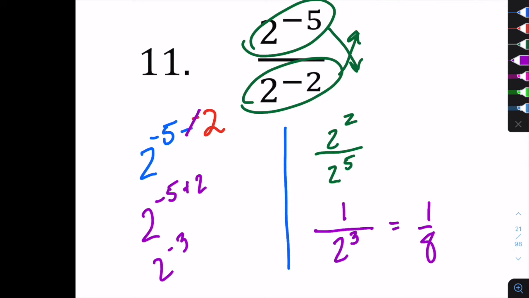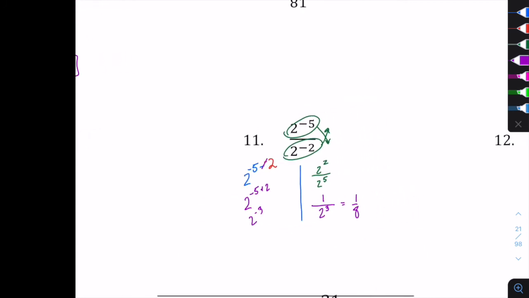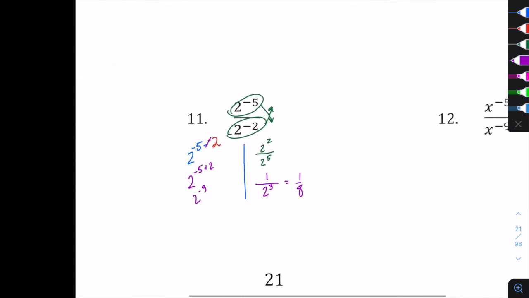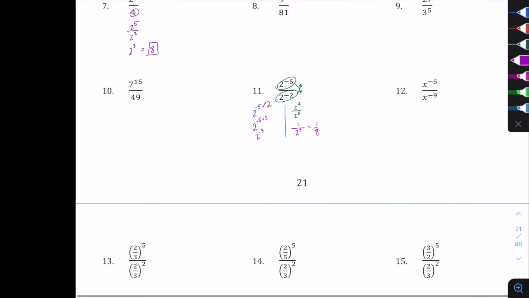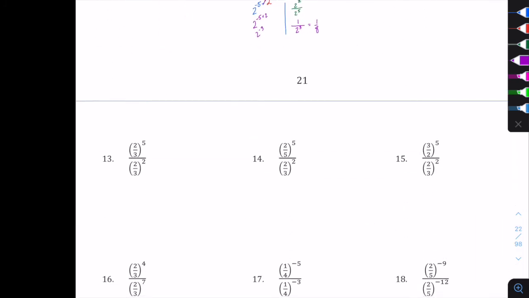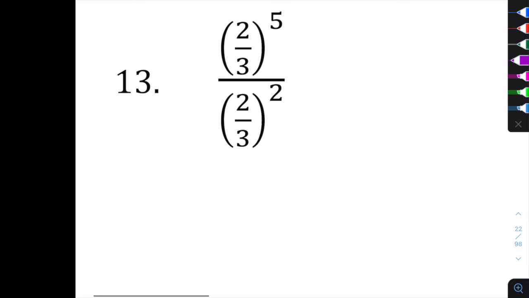So that would be my preference for how to do that problem. There's nothing wrong with doing it the other way, but to me, I'm going to make fewer mistakes doing it this way. All right, let's look at another example. Let's find a real fun one here. Ooh, 13. Everyone loves fractions.